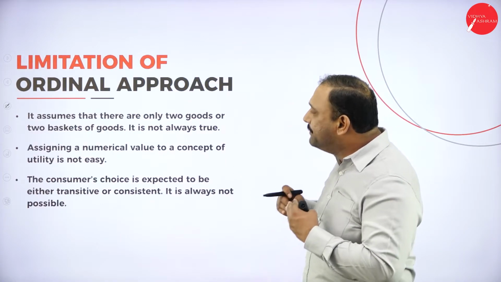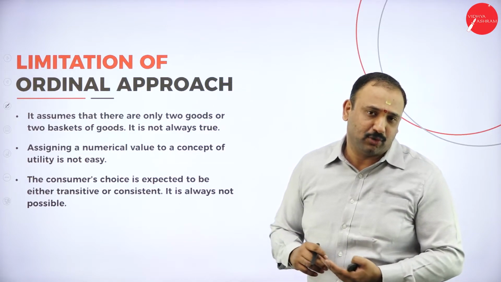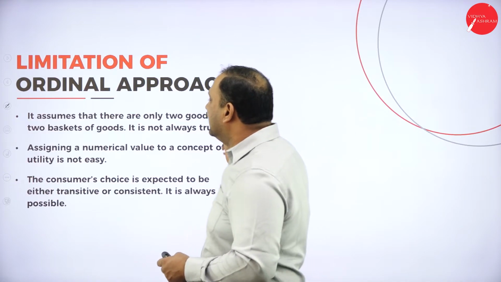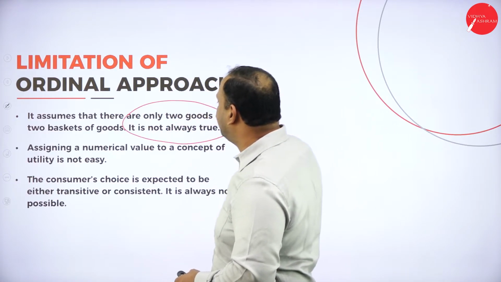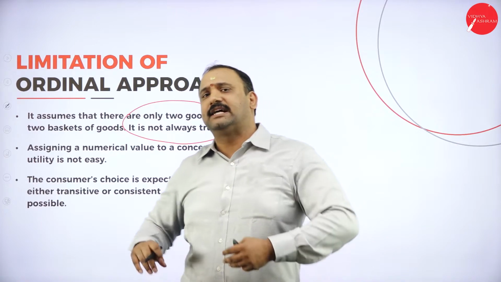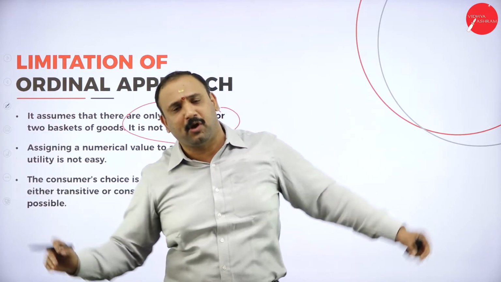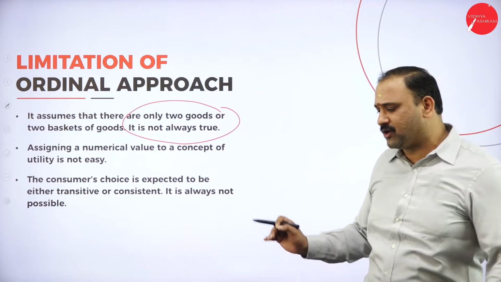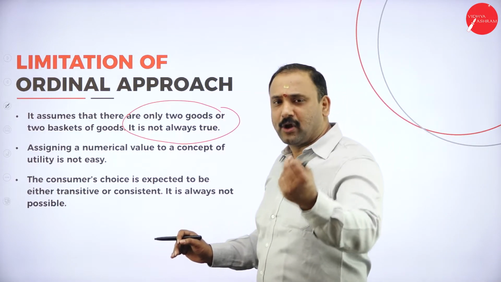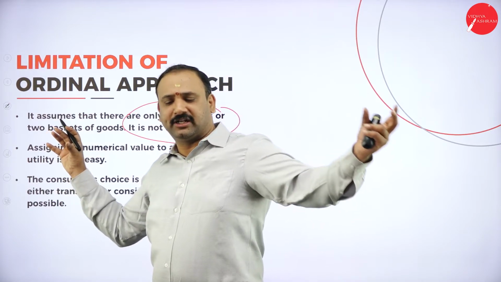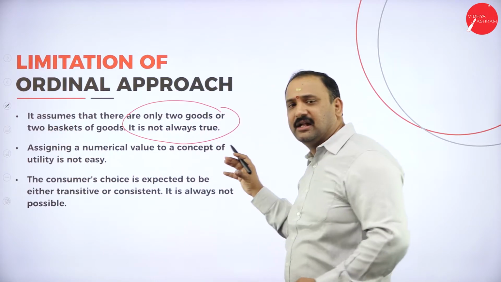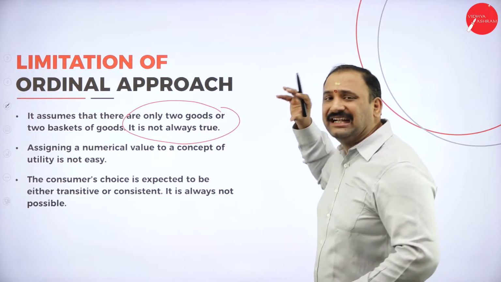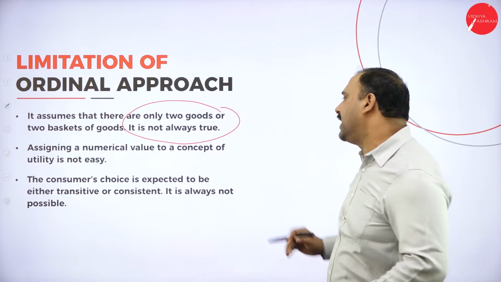Followed by the limitations of the ordinal approach. Now, there are a lot of limitations that come into the picture. One thing is that it assumes that there are only two goods in the basket, which is not always true. A customer might buy n number of products. So you cannot limit the value by saying that the consumer will buy only two products and will always maintain those two products. That is not true at all. The consumer will definitely tend to vary. The consumer will have a different ideology altogether.